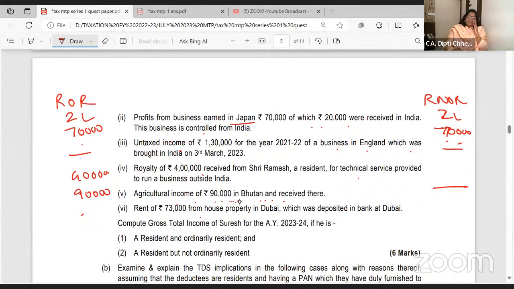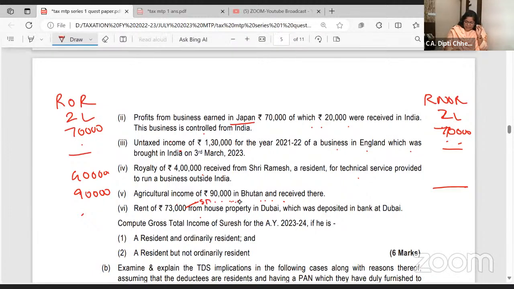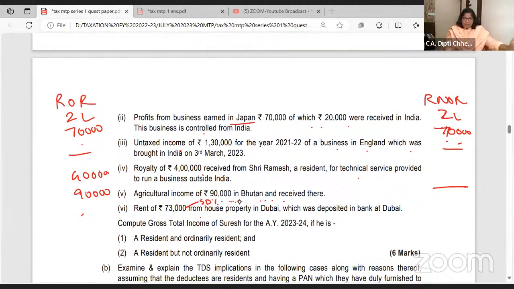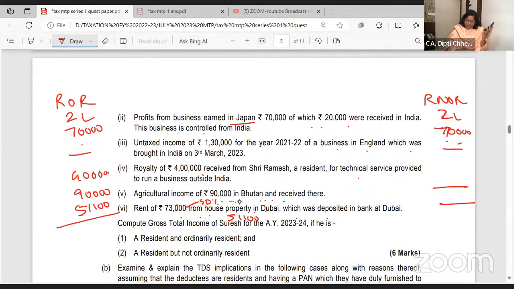Rent of 73,000, all the problems have taken, students have taken it correctly, but the pitfall where the mistake happened is that the standard deduction is missing. See, when they don't say salary computed or rent computed, rent is 73,000, so 30% standard deduction will be given, the GAV, NAV one. So what's taxable? 51,100. Now where is the rent, where is the property, received in Dubai, what does that have to do with it, it will get 51,100.